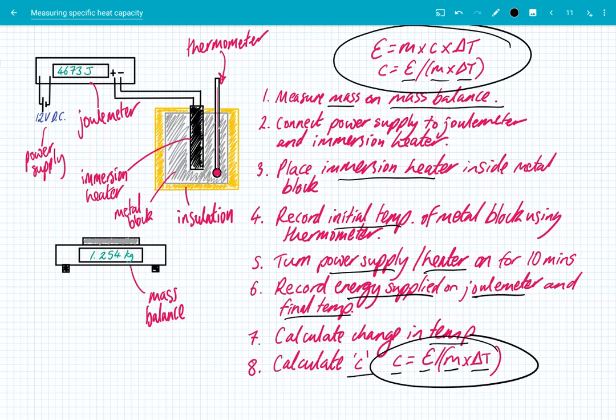There's a lot of steps for you to go over there, but it is really important. And you just have to think logically and always go back to the equation. You need to know the energy, the mass, and the change in temperature.